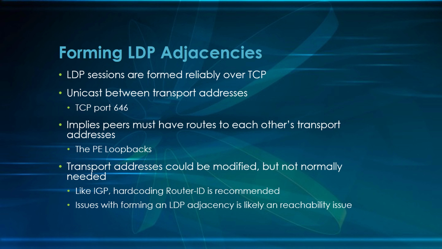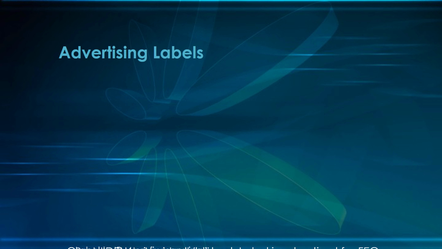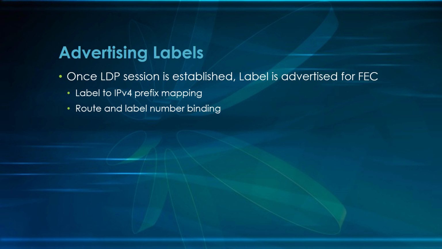Now, the transport address could be modified but not normally needed. So for instance, I could change the transport address to not be the loopback, but to be a directly connected interface. Depending on the implementation, you might have a firewall that requires that. ASAs don't support loopbacks, so you could change the transport address to be the interface, and the ASA will be able to reach that.